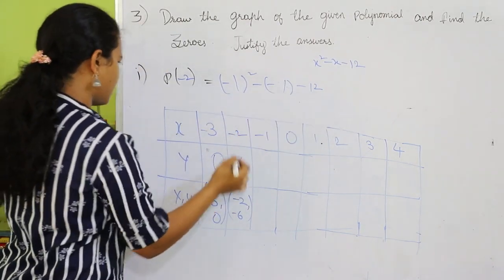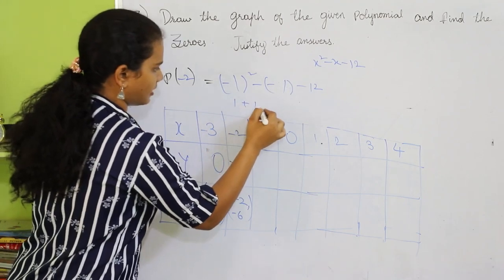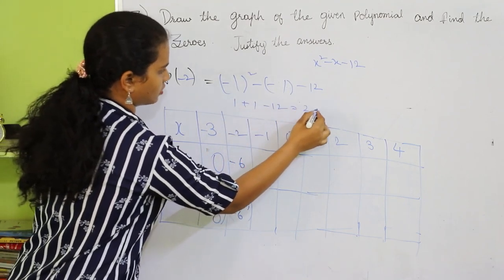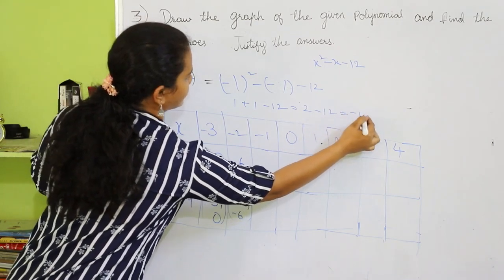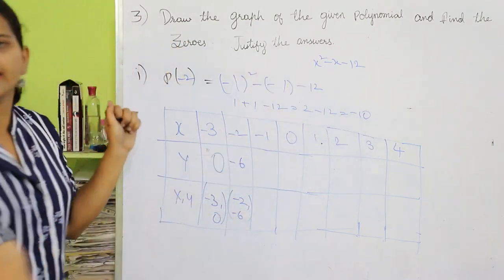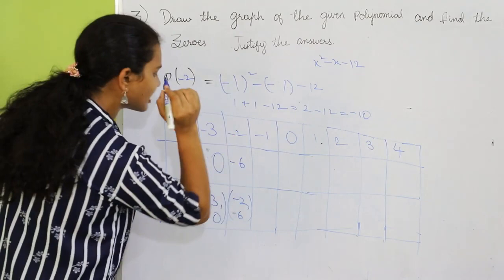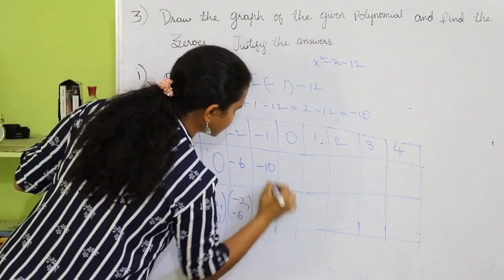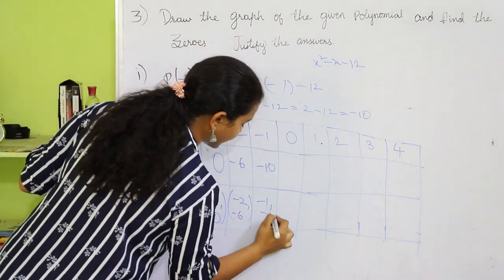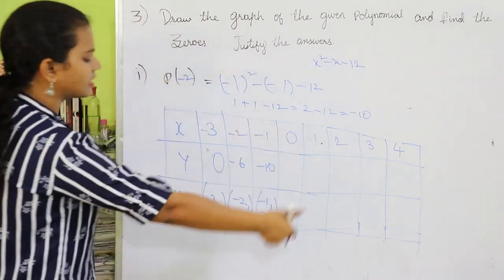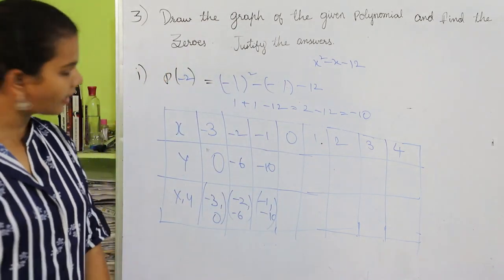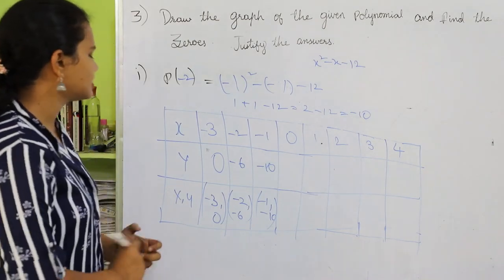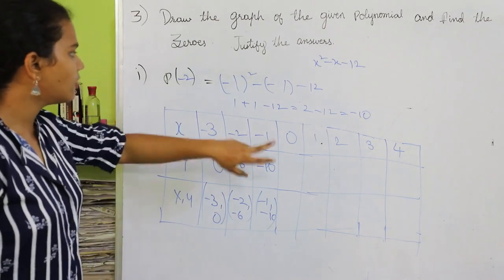Minus 1: 1 plus 1 minus 12. 1 plus 1 is 2, minus 12 equals minus 10. So if x equals minus 1, then y equals minus 10. Therefore minus 1 comma minus 10 are the x comma y values. So this is what we got. Done with this. Now let me go for the next one.